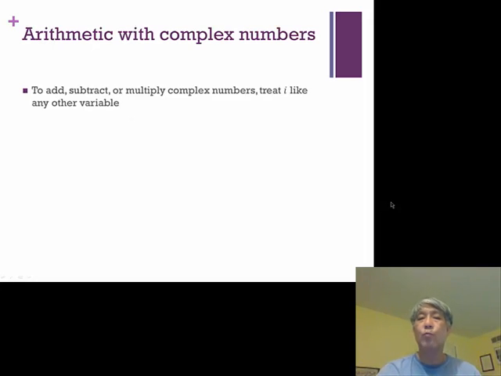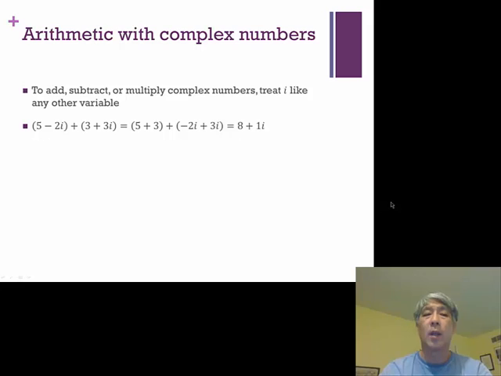And we can do arithmetic with complex numbers. We can add, subtract, and multiply complex numbers. And when we do that, we basically treat i like any variable that we encounter, like x or y. So when I have 5 minus 2i plus 3 plus 3i, I group the i terms together and I group everything else together. In this case, the 5 plus 3 will get grouped together and the minus 2i plus 3i get grouped together. And when I complete these things, it becomes 8 plus 1i, or if you prefer, just 8 plus i.